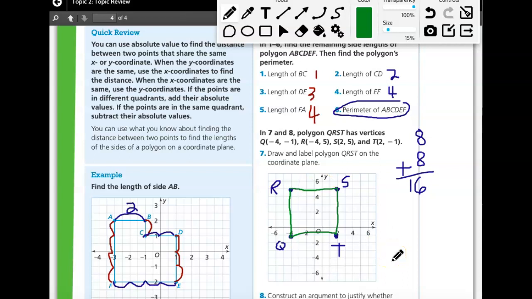Construct an argument. What is the next one? I could not read the last part, but let's see if it is a square or a rectangular shape. So let's say 1, 2, 3, 4, 5, 6. That's 6. This is 1, 2, 3, 4, 5, 6. Voila. So we know it's a square. Okay.